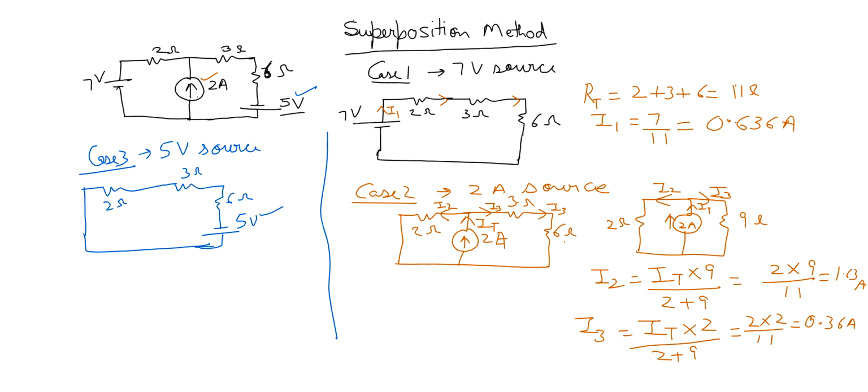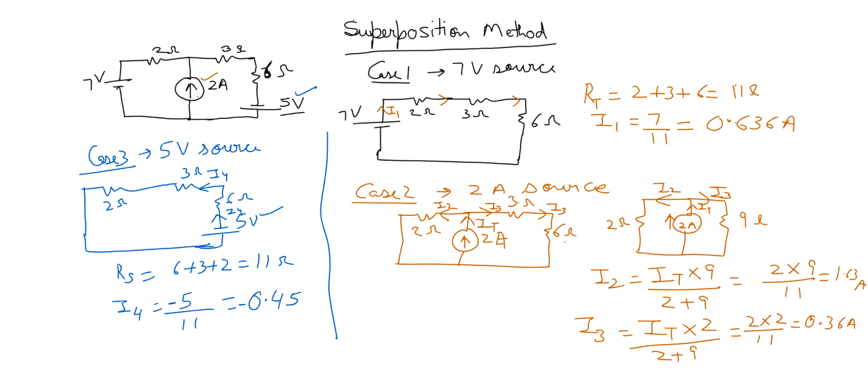So now let's suppose this current is I4. They are all in series, so the series resistance here will be 6 plus 3 plus 2, which is 11 ohm. And current I4 is 5 divided by 11. So this gives me how much? 0.45. The direction of current I comes from negative, so it will be minus 0.45.